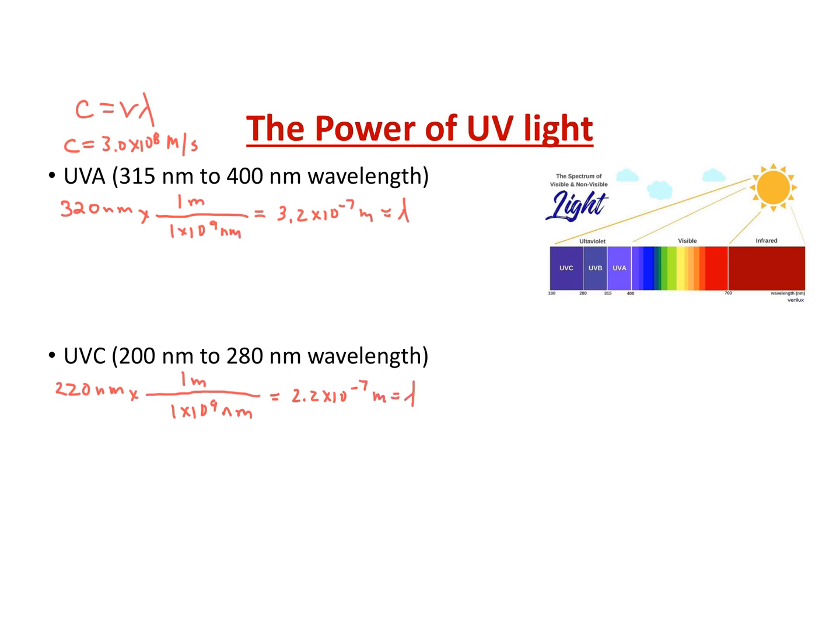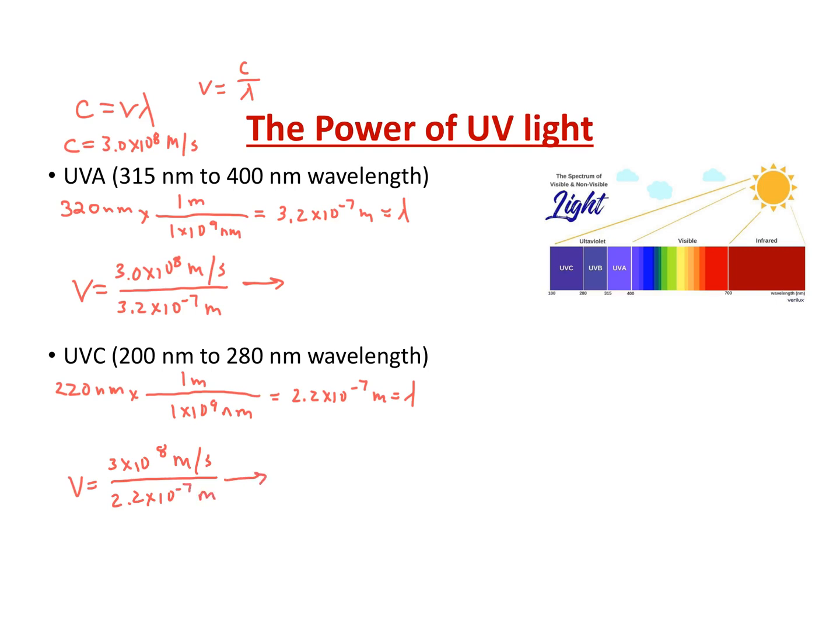Now we can find the frequency. So just to help ourselves, let's rearrange this equation. So frequency would equal the speed of light divided by wavelength. So the frequency of UVA would equal 3 times 10 to the 8th meters per second, all over 3.2 times 10 to the minus 7 meters. Frequency for UVC is the same calculation, 3 times 10 to the 8th meters per second divided by my wavelength, 2.2 times 10 to the minus 7 meters.